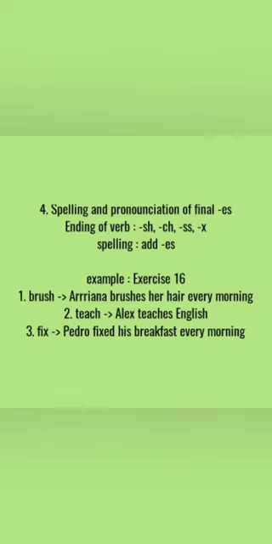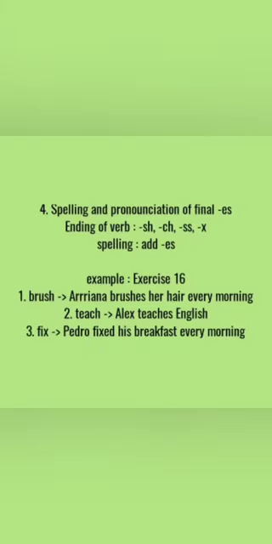Number 3, position of frequency adverb. Subject plus be plus frequency adverb. Example is exercise 12. Anita is on time for class. Become: Anita is always on time for class. Liliana is late for class. Become: Liliana is often late for class.